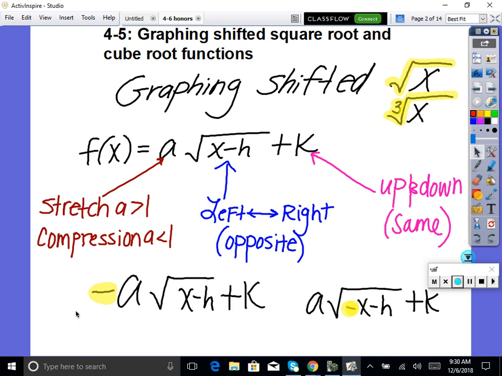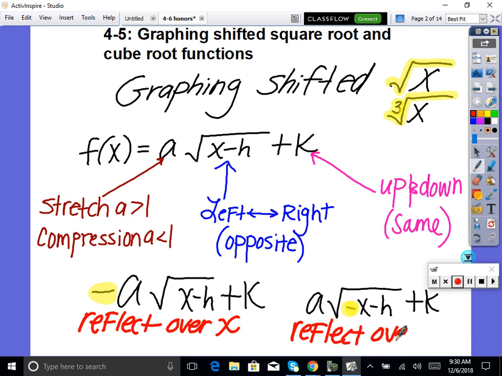So you might want to write that down. Oopsies. Reflect over the x-axis. Now a negative in front of x is a reflection over the y-axis. And then just a reminder, if we have a negative in front, we've got to factor it out, not out of the root, but out of the terms, because that's really actually x plus h. If we factor out a -1, so it's a shift of left h. So just a reminder of that.